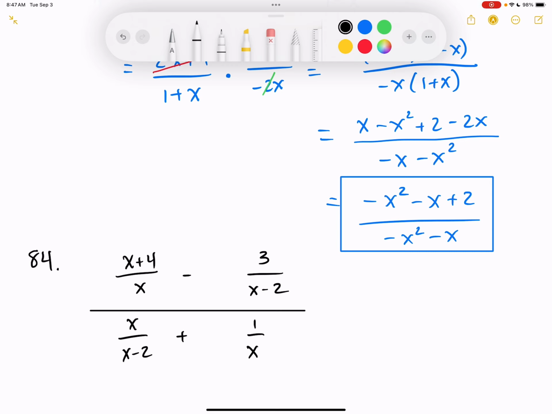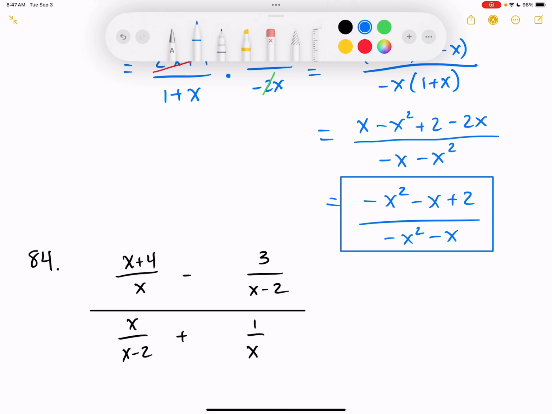This one's kind of nice because I noticed that on the top and on the bottom I have the same denominators involved. So when I get that common denominator, that tells me already just by looking at it that when I keep change flip, it's going to be nice and easy. It's going to go away.